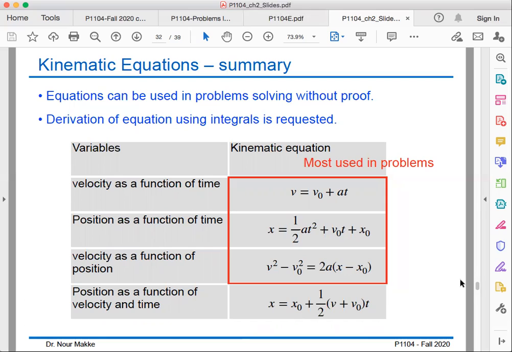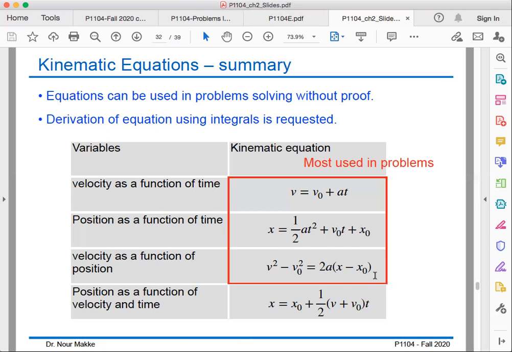And you have to know that the derivation of the equations using the integrals is requested, because they may ask you to calculate the velocity or the acceleration of a given particle if you know its position vector, for example. So you need to understand and know how to derive them, but in the problems you can immediately use them. So here, as you can see, we have those three equations, which are the velocity as a function of time, the position as a function of time, and the velocity as a function of the position.